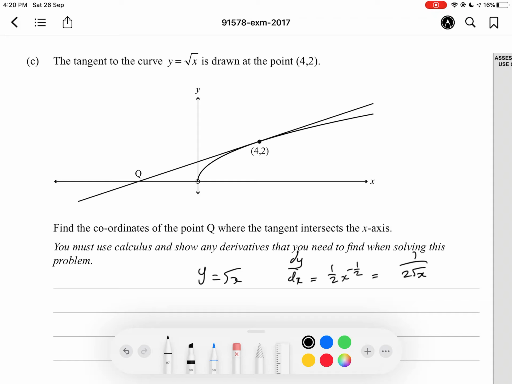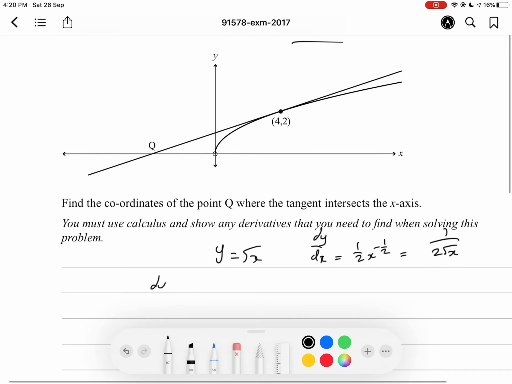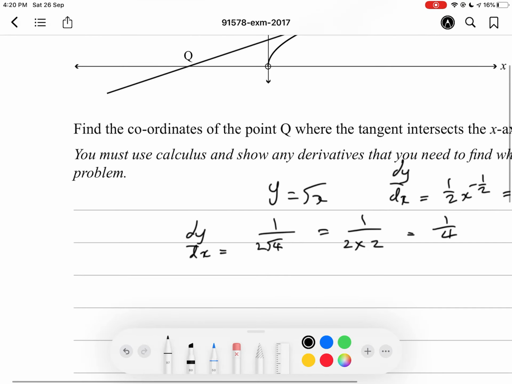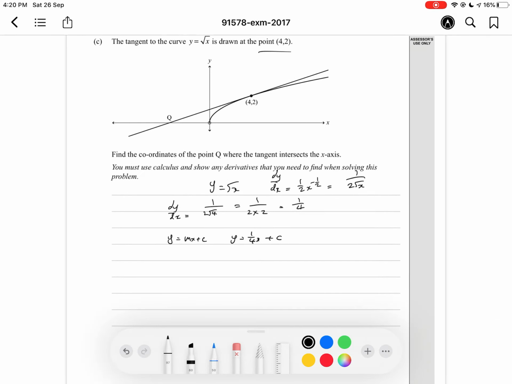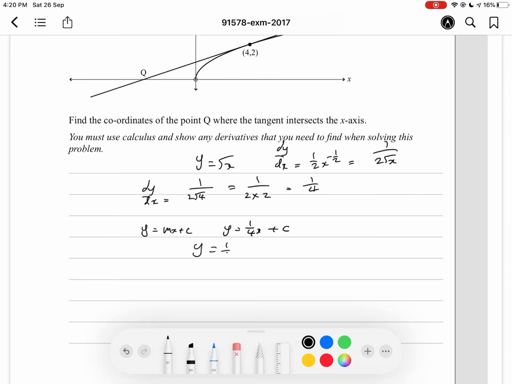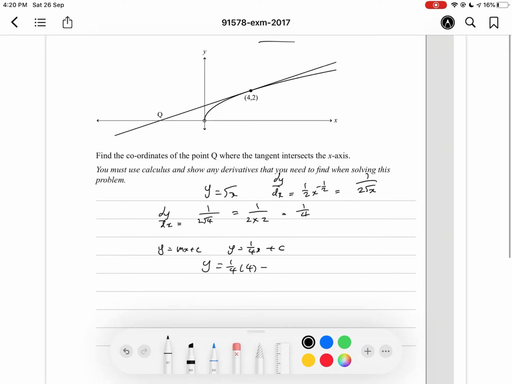If we want to find the gradient of the tangent, we need to substitute the x value of the point (4, 2), which is 4. So dy over dx equals 1 over 2 root 4, which gives us 1 over 2 times 2, which is 1 over 4. So we can write our equation of the tangent. y equals mx plus c, therefore y equals a quarter x plus c. We also know the tangent intersects the curve at (4, 2), so we substitute that point to find c. y equals 1/4 times 4 plus c, and our y is 2. So 2 equals 1 plus c, and therefore c equals 1. y equals 1/4 x plus 1.